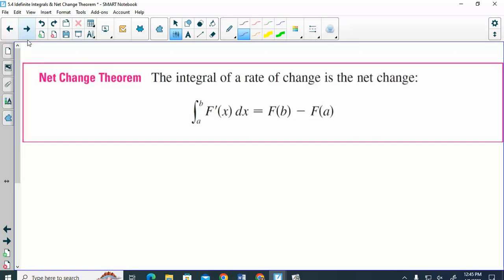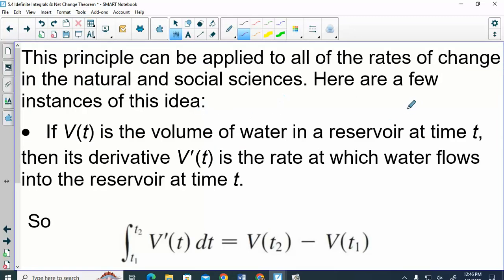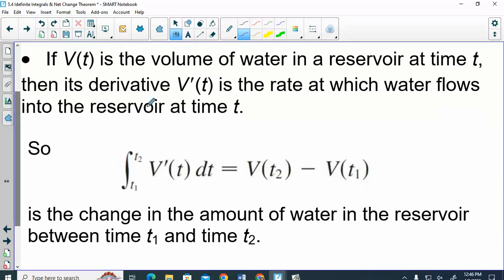Sometimes you'll be asked to find net change. A net change is just the overall change from the beginning to end, so it's just an antiderivative. So an integral is the same thing as calculating net change. We see this in several different areas, we know rates of change happen all over the place. So if you were talking about the volume of water in a reservoir, the derivative would be the rate the water is flowing in. So then if you integrated that, it would be the net change.